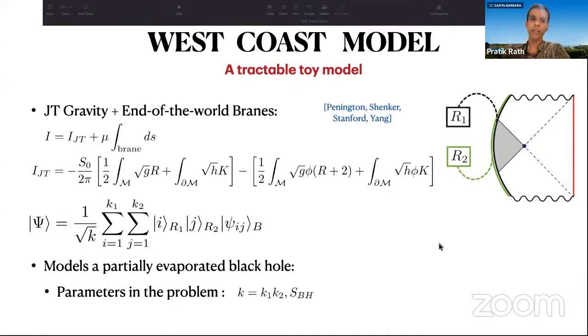This can be thought of as a model of a partially evaporated black hole. So you can imagine allowing a black hole to evaporate partially, stopping the evaporation at some point. And then what you have is some radiation in the exterior that's entangled with its interior partners. And so this is some sort of toy version of that picture.